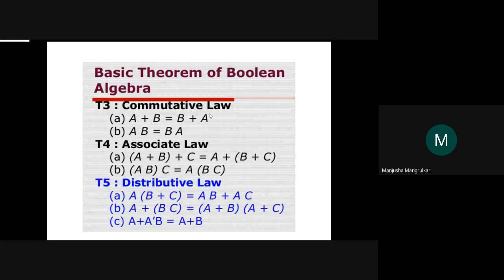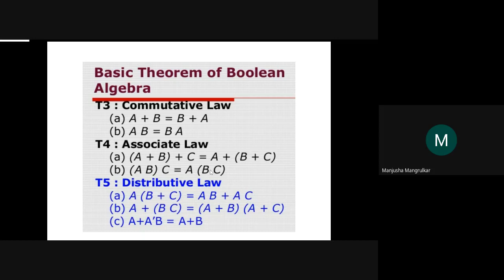Now the third property is the commutative law, that is, A OR B is equal to B OR A. It is the same, what we have seen, we have done it with the truth table also. Same as A AND B is equal to B AND A. This is the commutative law, right? Associative law: A OR B OR C is the same as A OR B, in brackets, OR C. A AND B, in brackets, AND C is the same as A AND, in brackets, B AND C.